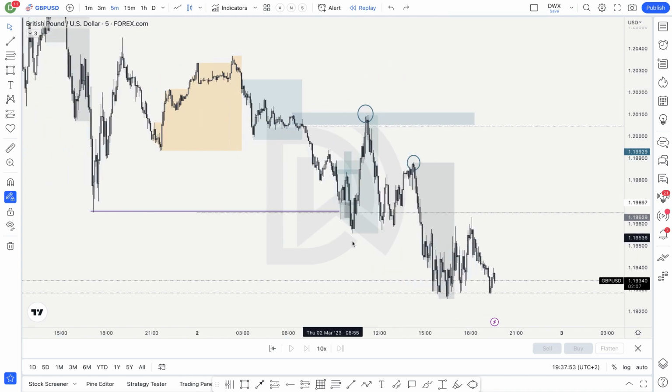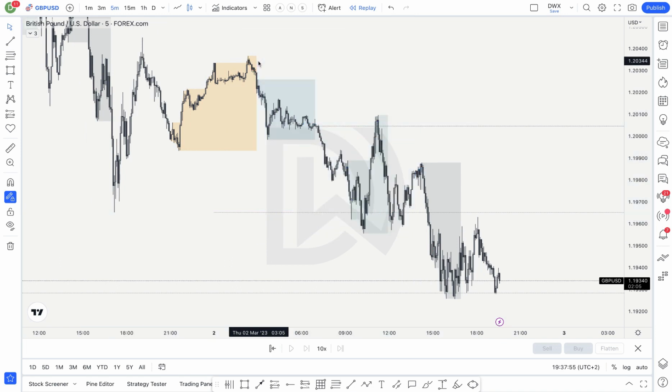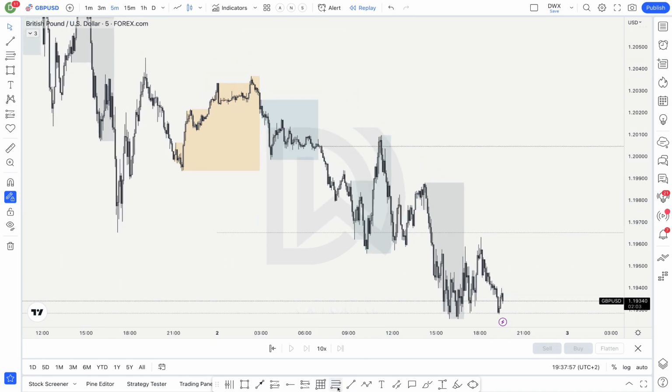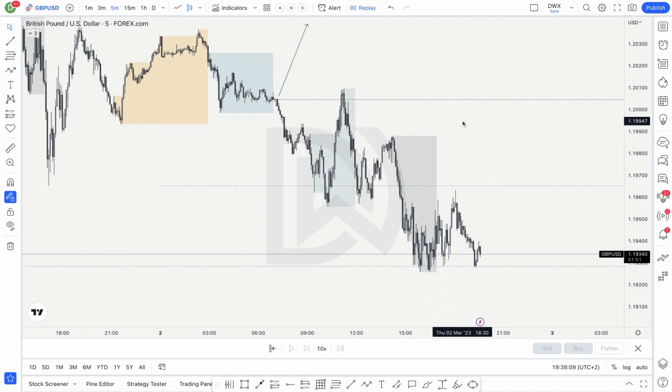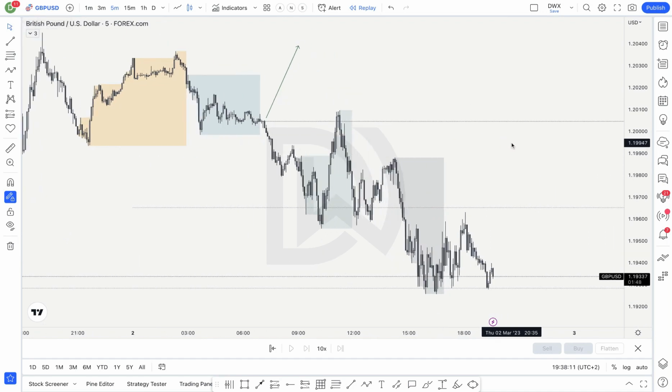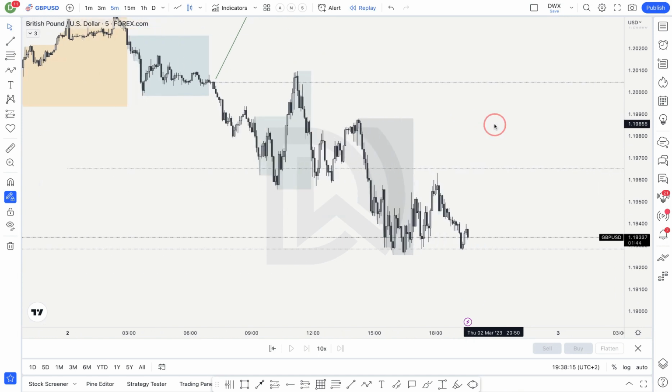As I said, ideally I wanted to see price first after the close trade towards the upside, at least trade above the Asian high, trade above this high, and then trade lower. So that was the idea. It did not play out, and it is what it is. We'll get those days. The best is just to take it on the chin and move on. They will happen.